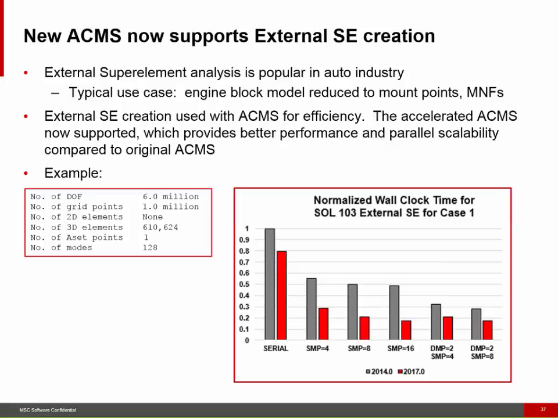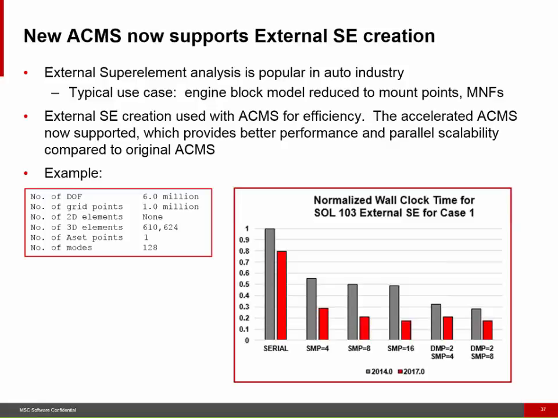So a typical use case for the external superelement generation is, as I said, an engine block reduction to its mount points and cylinder liner and main bearings. And it can also be an MNF generation for subsequent Adams analysis. And for large models, ACMS can add a significant amount of efficiency over the standard Lanczos method.